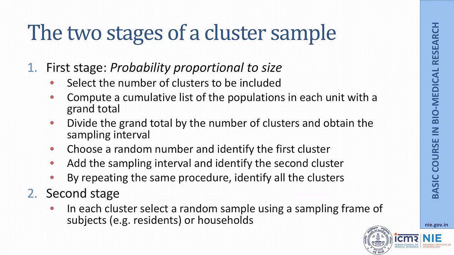Okay. Once your clusters are identified, then in the second stage, in each cluster you select a random sample using a sampling frame, because as I mentioned to you earlier regarding simple random sampling, when you want to do simple random sampling, you need to have the whole list of your sampling frame. So, in a small cluster, it is possible for you to formulate the sampling frame, and you can select people from that sampling frame on a random basis.